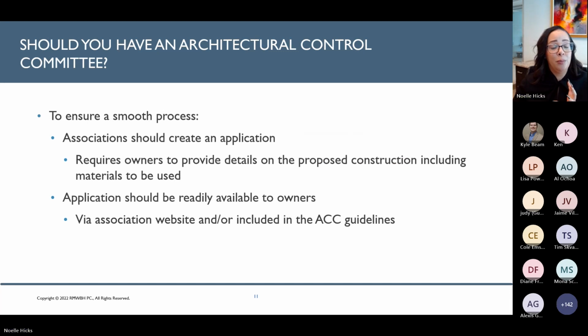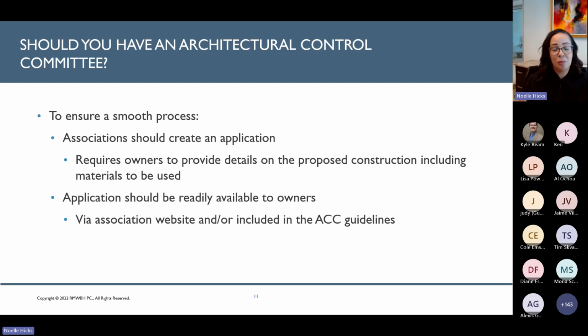All right, so of course we're talking about whether or not we should have an architectural control committee, and in general, the answer to that question is yes, especially if the governing documents do provide that authority to create an ACC committee and give that committee the authority to review applications. But if you don't have a smooth process, then that can end up being something that's just terrible all around, right? So we want to make sure that we do have a process or procedure in place that would make it very easy for homeowners to submit their applications and then for the ACC to review them. Of course, that procedure should be included in the ACC guidelines.